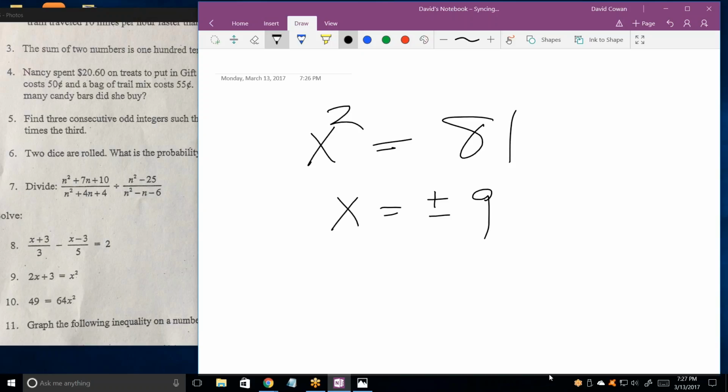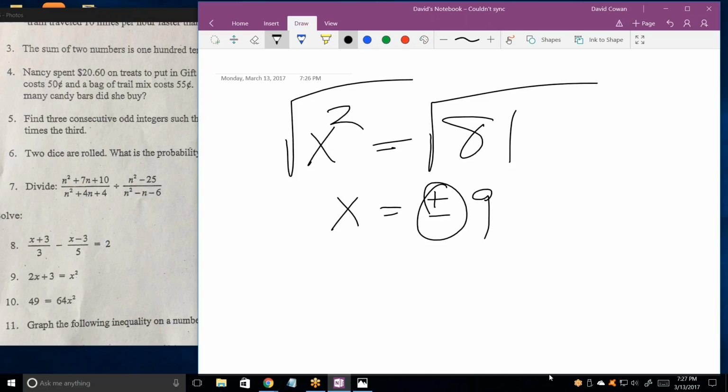But if you leave off the plus or minus, you're going to lose points. You're going to lose credit on that problem because you left off half the answers. There's two answers. There's x equals 9 and there's x equals minus 9. So to get both answers, just always remember, in order to solve for x, I had to take the square root of both sides, right? Well, begin your answer with the words plus or minus, if that's what you're doing.